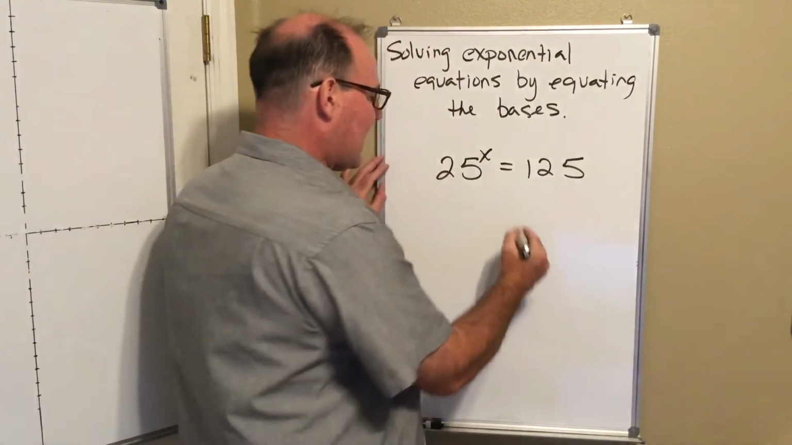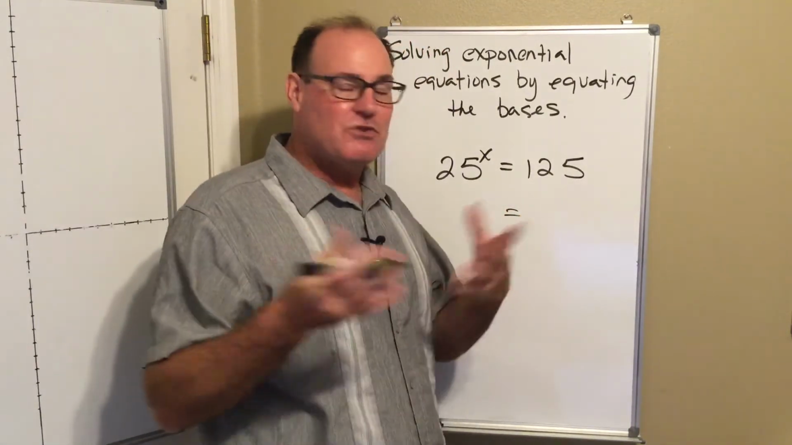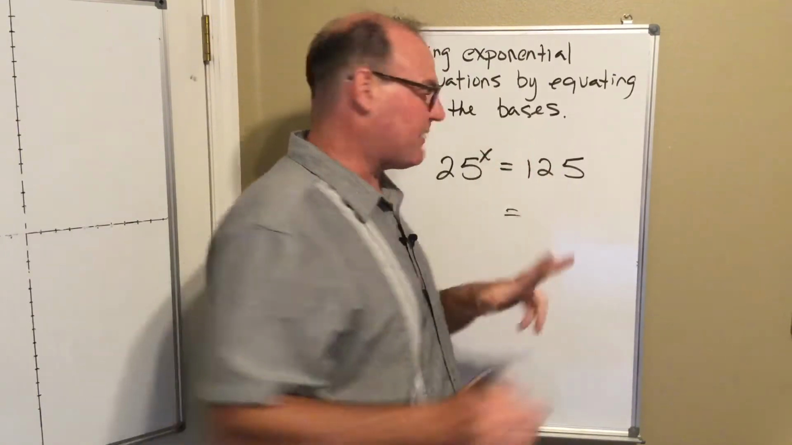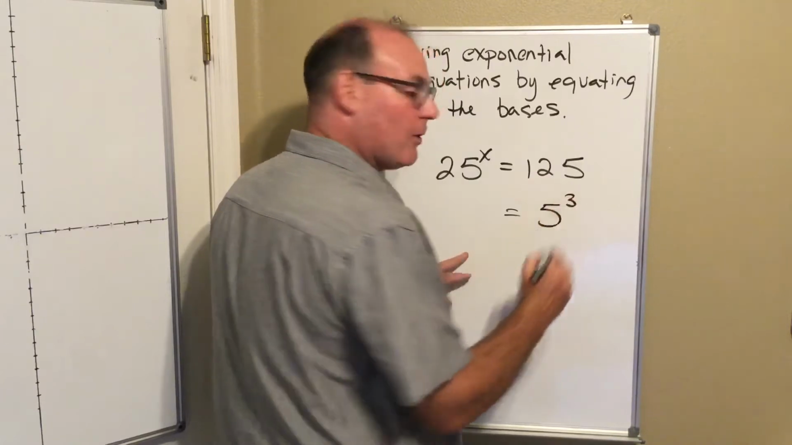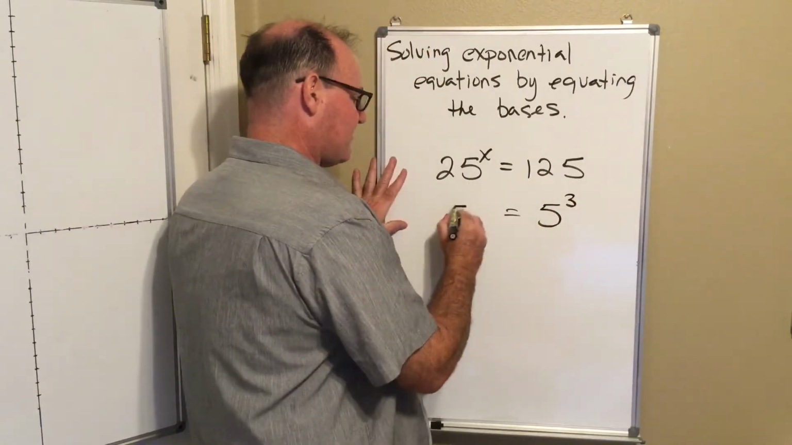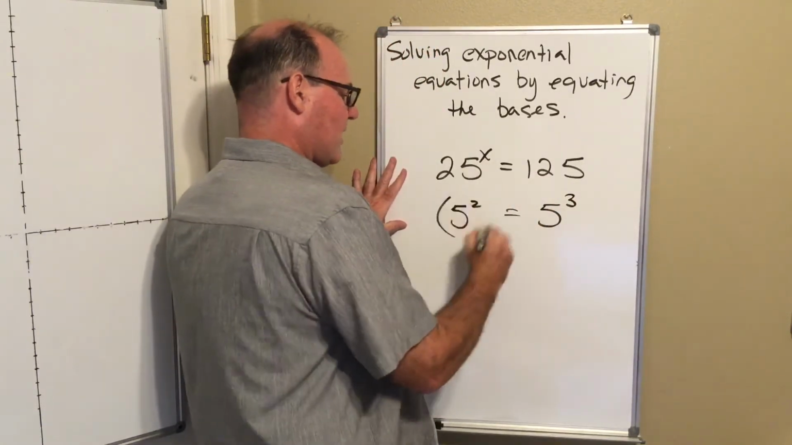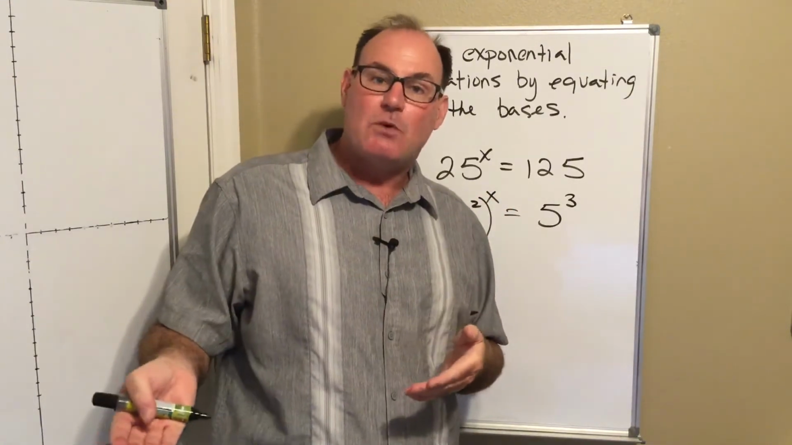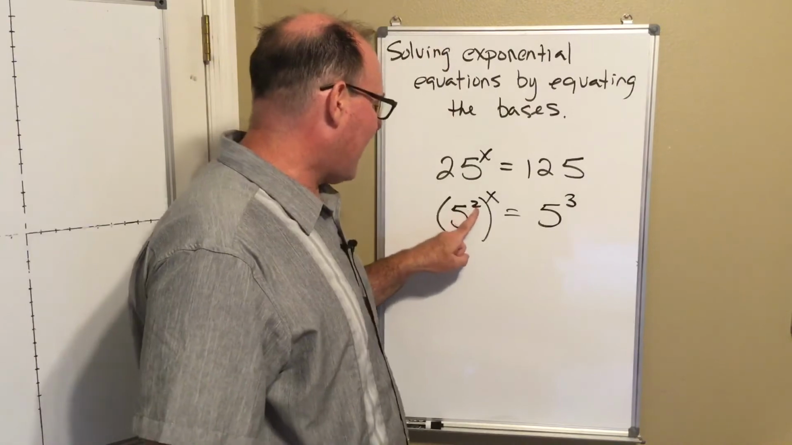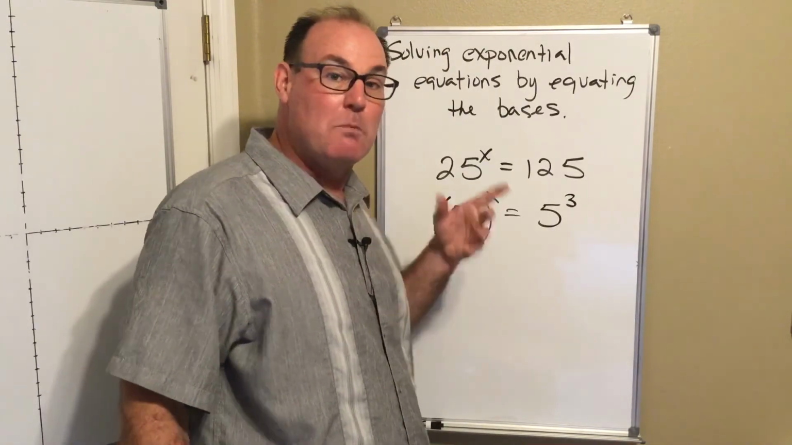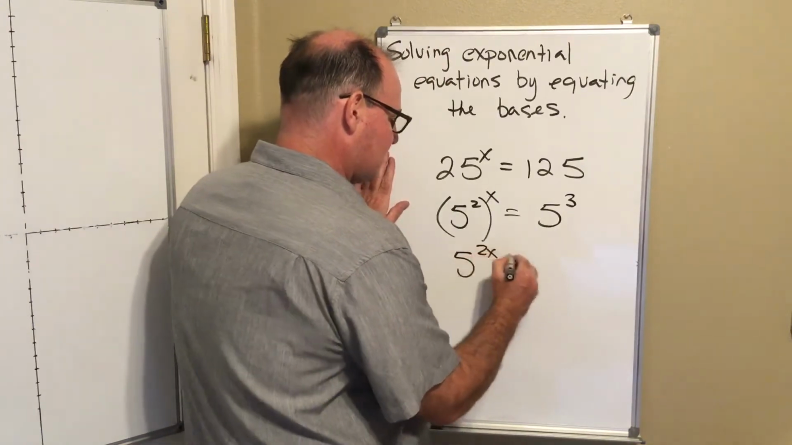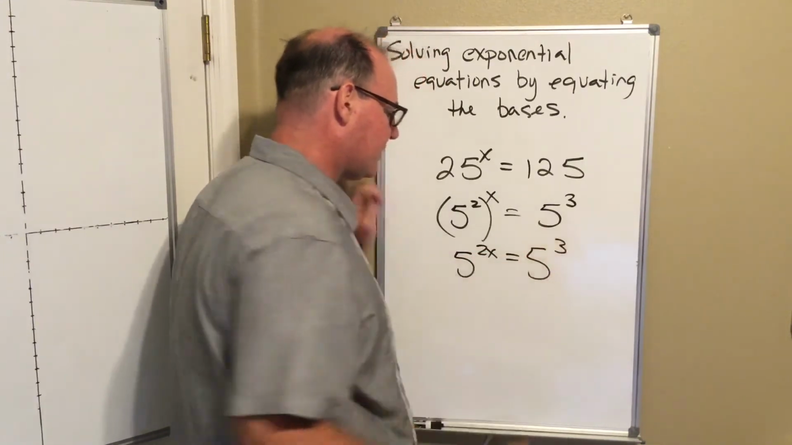Okay, how can I rewrite them as the power of something? And so in this case, that is going to be 5. Use your calculator if you need to. 125 is 5 times 5 times 5, so it is 5 to the third power. And 25 is 5 to the second power, and then I'm raising it to the x. So one of the properties of exponents to keep in mind is when you have a power raised to another power, you multiply the exponents. So this is 5 to the 2x is equal to 5 to the third.